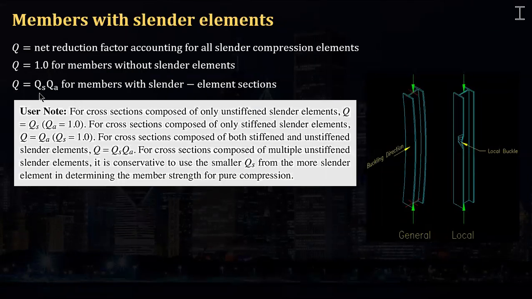So that's equal to the product of Qs and Qa. This Qs is the reduction factor for the unstiffened element. That means that is the flange of the W shape. And that Qa is the reduction factor for the stiffened element, and that is the web of the W shape. And if the flange is non-slender, that means it's not too thin, then we must take that Qs as 1. And if the web is too thin, then we're going to solve Qa using a formula.